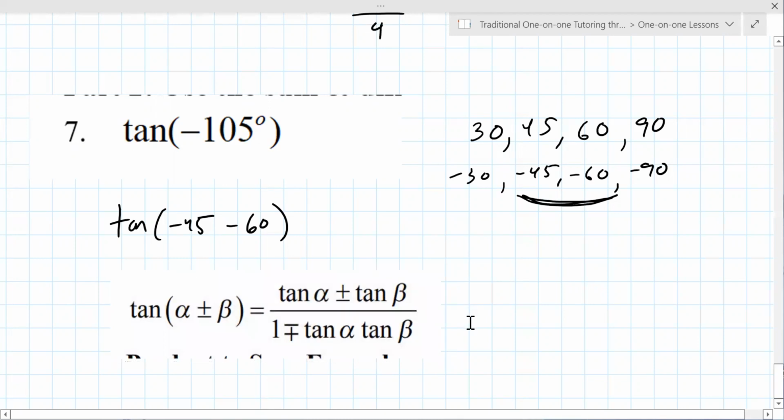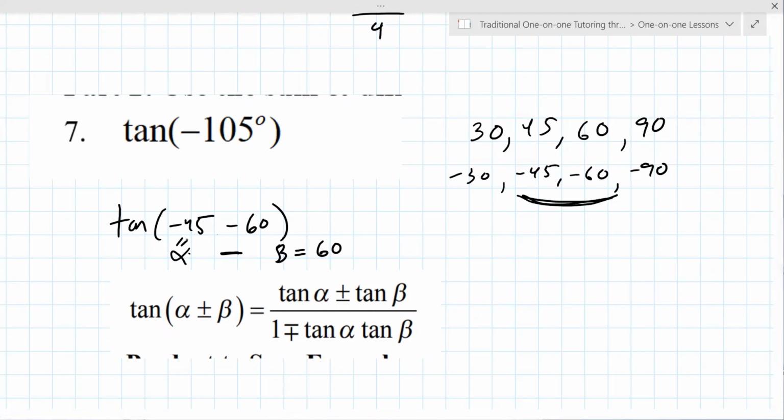So we have to be careful here though. Alpha is -45. You have to decide whether you're doing plus -60 or minus 60. It doesn't matter to me, but what do you want to do? I'd rather do minus 60. Okay. So that means your beta is 60 and this is a minus problem, and your alpha is -45. Do you see the difference there? Because it affects where you are on the unit circle to get these answers. Is that clear? Yes.